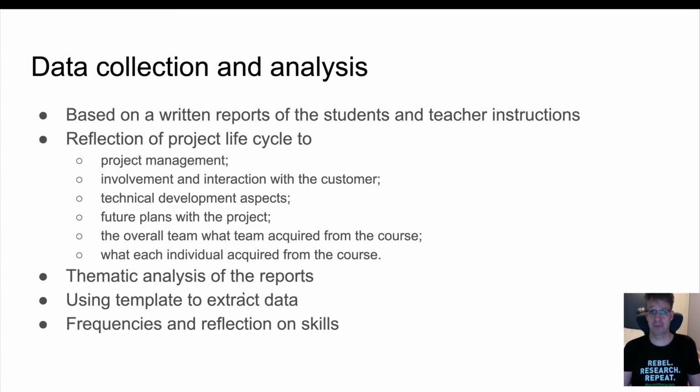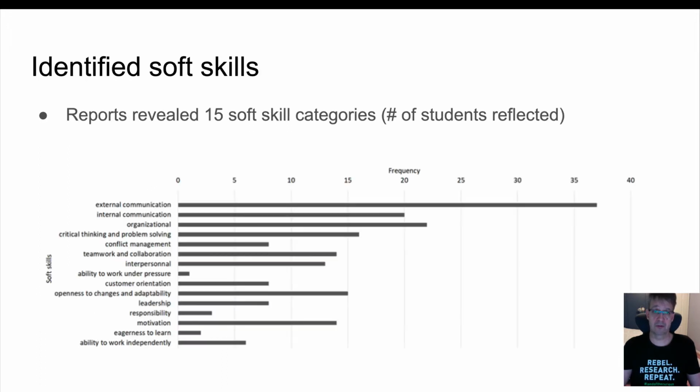The data collection within this paper is based on written reports of the students and reflections of the teachers. The reflections in those student reports include different elements of the project life cycle, and they need to reflect, for example, project management issues, interaction with the customers, different technical development aspects, as well as the learning outcomes of a team, as well as the individuals. We did a thematic analysis of these reports to find out different categories of soft skills that the students did identify within this particular capstone.